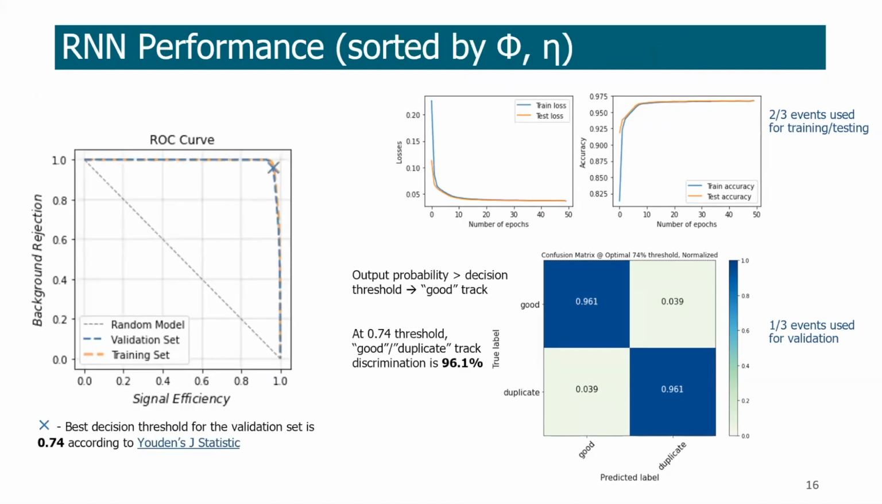A simpler organization for the input was also tested, where the tracks in an event were simply sorted by phi and eta. So the RNN was analyzing all of the tracks in an event at once. And this resulted in an optimal decision threshold of 0.74 and a good duplicate track discrimination of 96.1% at this threshold. And this was the best performance seen across the neural nets tested, a consistent 1.2% increase over the RNN with bin input.